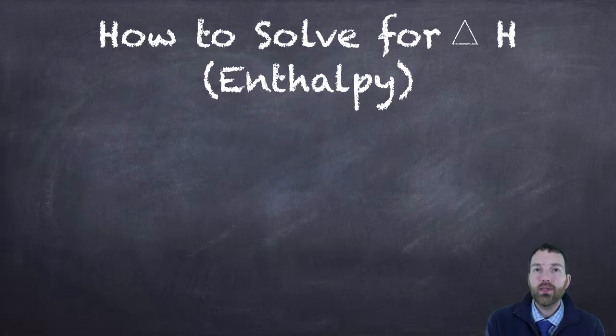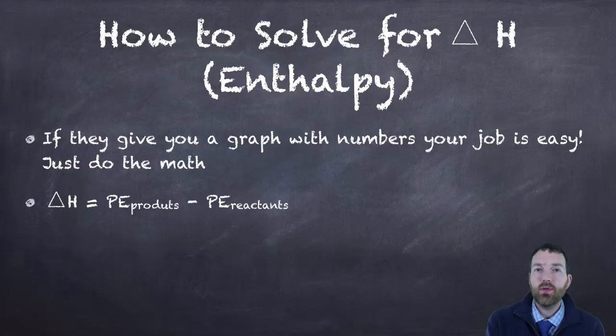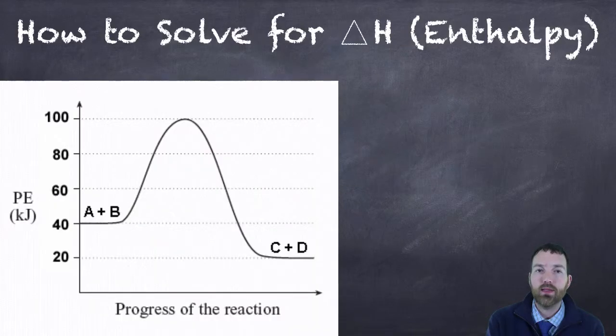Okay, so how do you solve for delta H? Well, if they give you a graph with numbers, your job is really easy. You can just do the math. Of course, you need to memorize this formula. Delta H is the potential energy of the products minus the potential energy of the reactants.